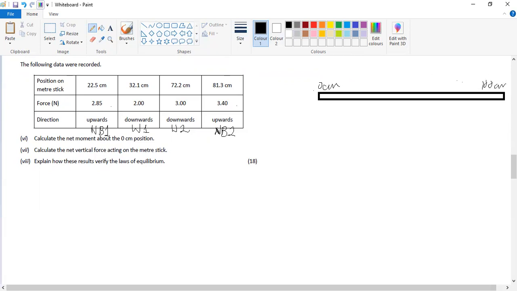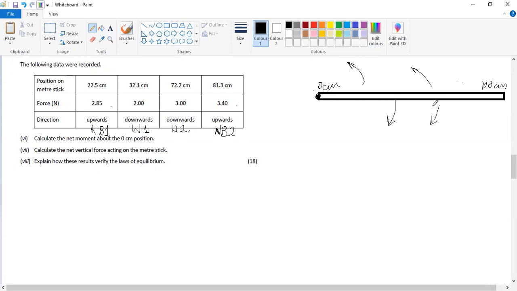It doesn't really matter too much, but I'm looking for the moments about this part here. I'm going to put a very not elegant big blob there just to show you 0 centimeters, okay? And I'm looking for the moments about that position. So that's where I'm talking clockwise and anti-clockwise. I'm looking for what's pulling me anti-clockwise, what's pulling me down clockwise. Literally think of this meter stick as if it's the hand on a clock. What's pulling up and what's pulling down, okay?